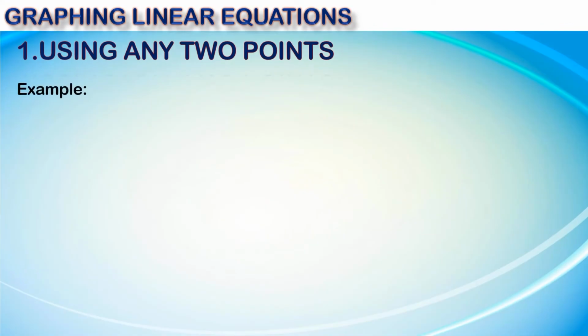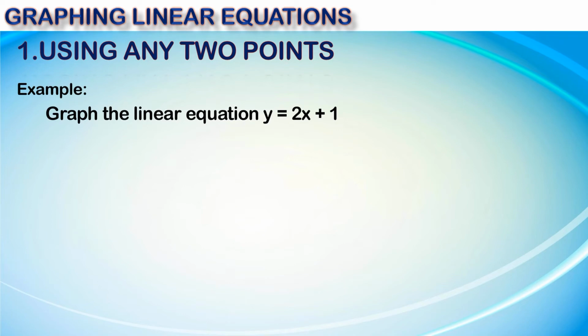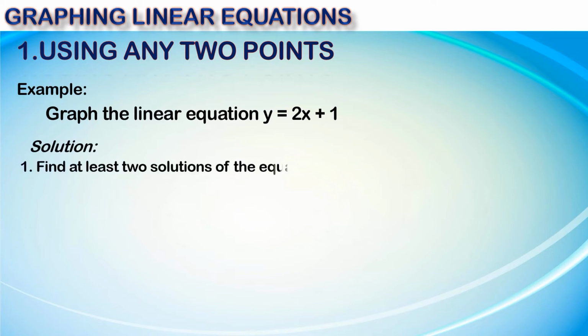Let's try example number 1. We're going to graph the linear equation y is equal to 2x plus 1 using any 2 points. So what are we going to do first? We're going to find at least 2 solutions of the equation. So how are we going to do it? We're going to assign any values for x, say 0 and 1, then solve for the corresponding value of y.